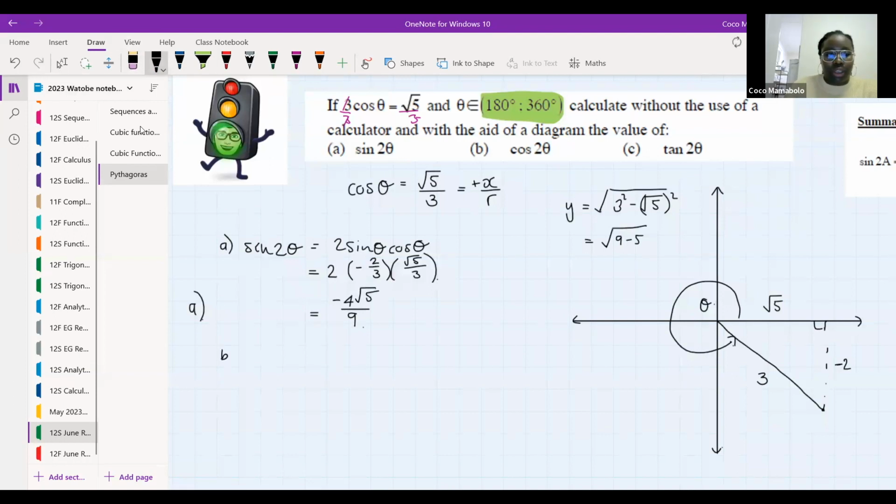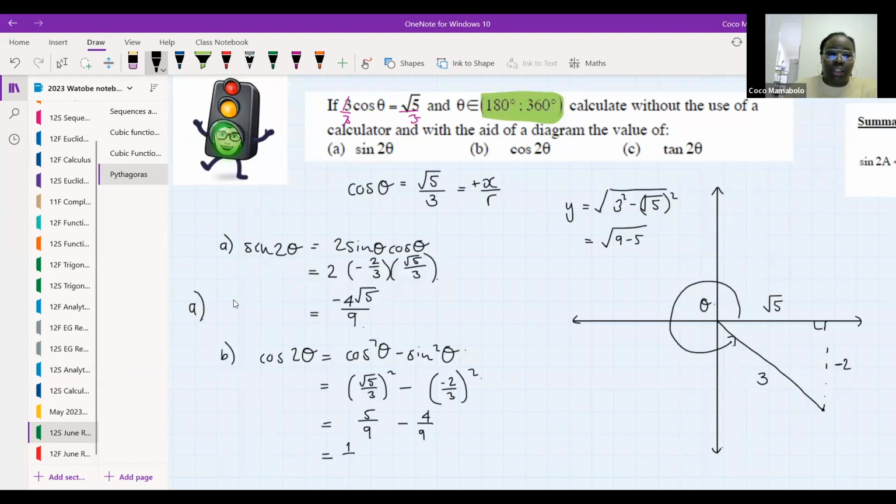And then we can calculate for B. Cos 2 theta, again, it doesn't matter which double angle you use, they're all going to give you the same answer. I'm going to use cos squared theta minus sine squared theta. And that will equal √5 over 3 all squared minus -2 over 3 all squared. This is going to give me 5 over 9 minus 4 over 9, which is equal to 1/9.